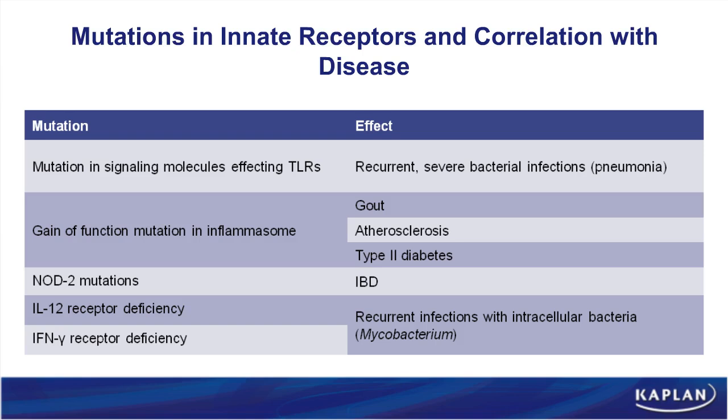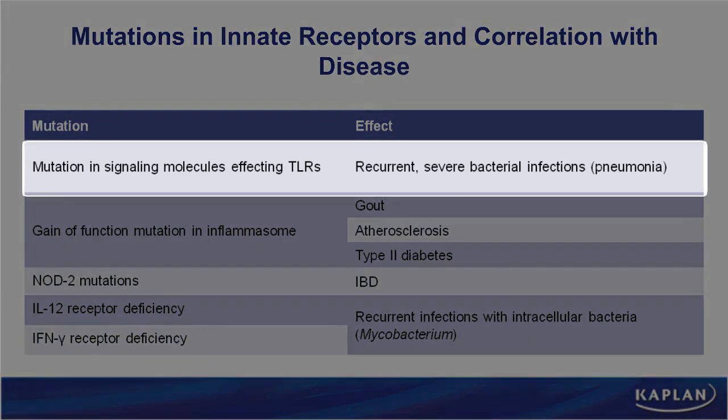So the first mutation set we're going to talk about are those that are found in the toll-like receptors. If you have a mutation in, let's say, the extracellular toll-like receptors, which are going to be 1, 2, 4, 5, and 6, the individual is going to be much more prone to recurrent bacterial infections, and the most common clinical presentation is going to be that of pneumonia. And this should make sense. Again, they are the extracellular receptors.